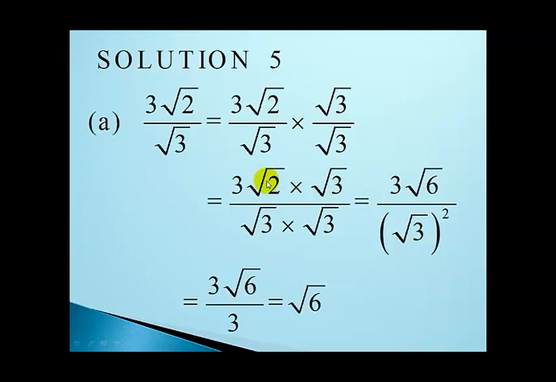Now the square root of 2 times the square root of 3 is equal to the square root of 6. So we have 3 root 6. Square root of 3 times the square root of 3 is equal to the square root of 3 all squared. Now when the square cancels the root, you are left with 3. This means that the answer now becomes 3 root 6 divided by 3. Now 3 goes into 3 once, and 1 root 6 is the same as root 6. Therefore, 3 root 2 divided by root 3 is equal to root 6.